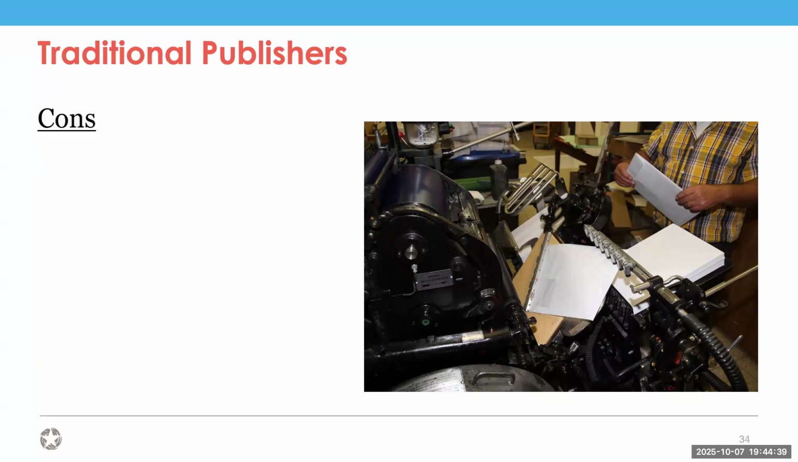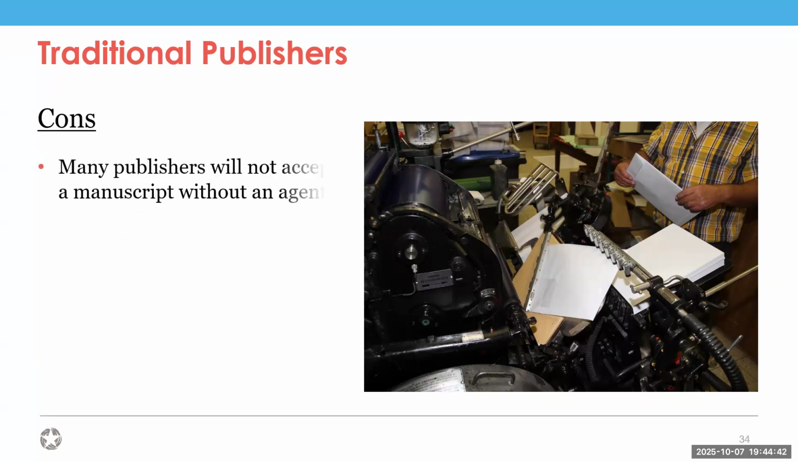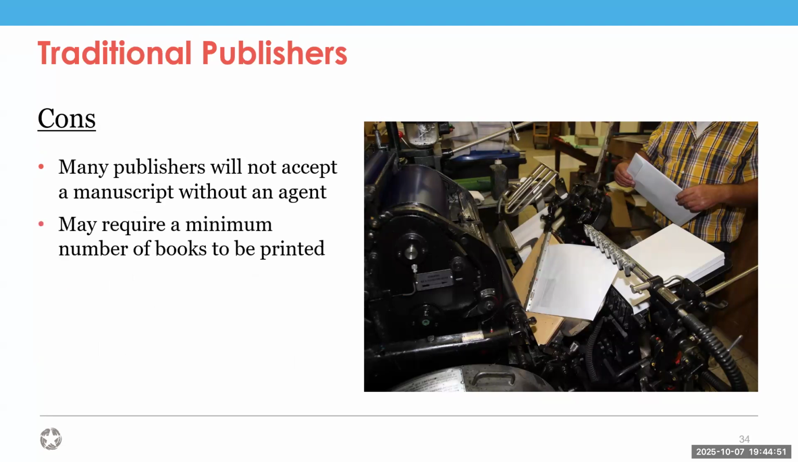Some cons to that. Many of the publishers will not accept a manuscript without an agent. It also may require a minimum number of books to be printed. So it's like many other things, it's a con. You may have to project to pay for or expect to sell a certain number of titles in one fell swoop. So many publishers will not accept a manuscript without an agent. They won't even consider printing your book if it isn't sent through an agent.